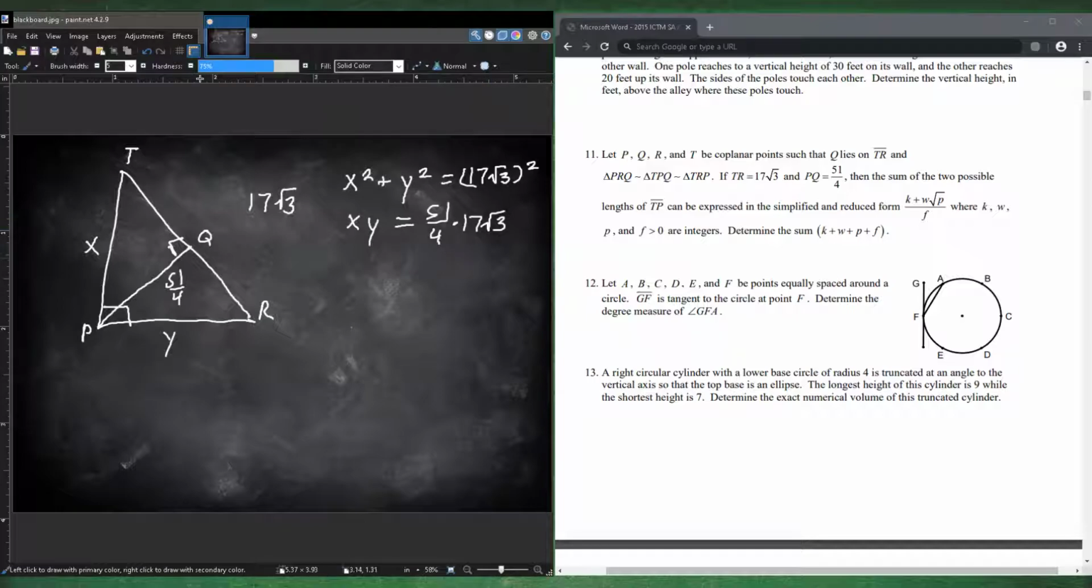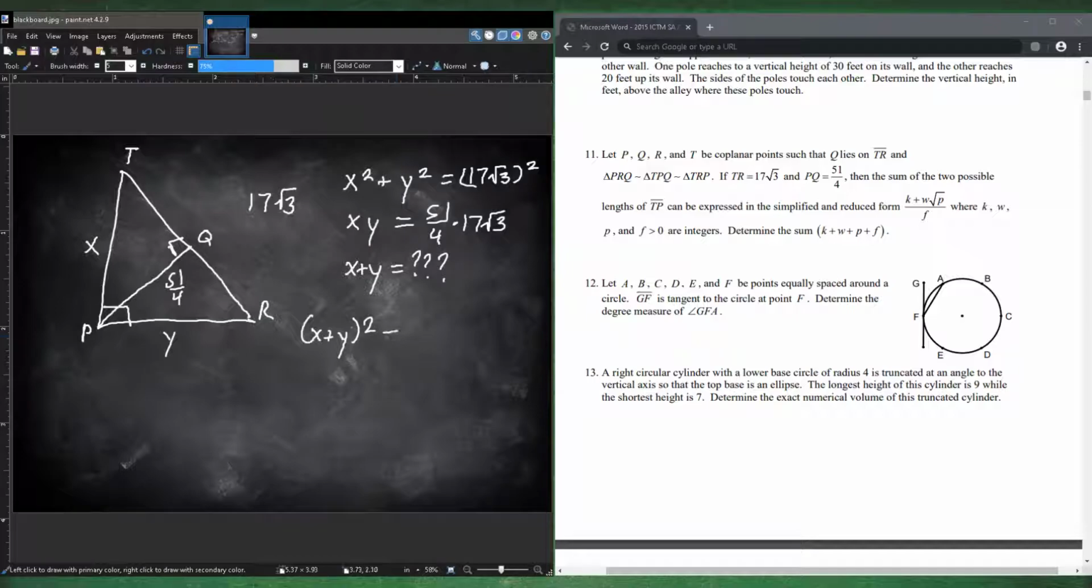Okay, so what we're looking for is x plus y, right? So we're looking for this. We actually don't need to solve for what x is and what y is. We just need to solve for x plus y. So if we look at our first equation, we could rewrite it and say it's x plus y squared.